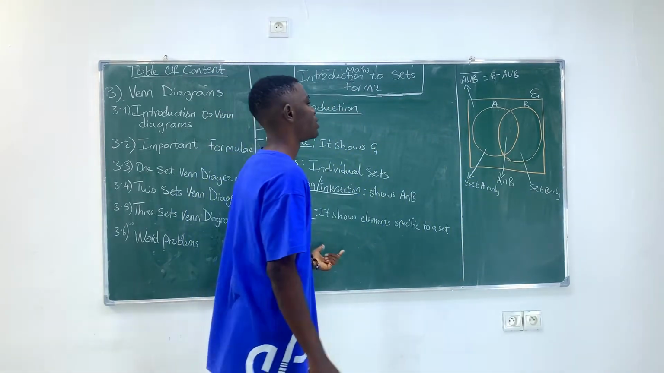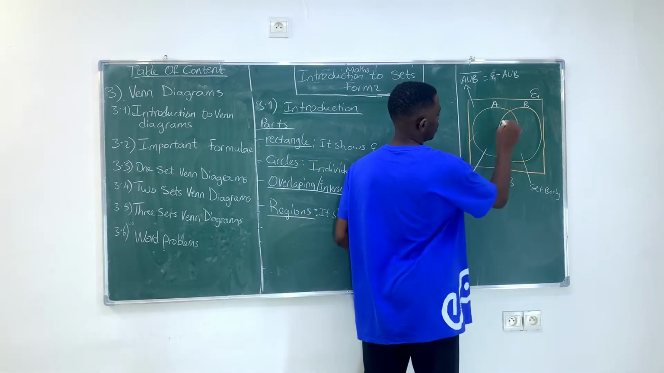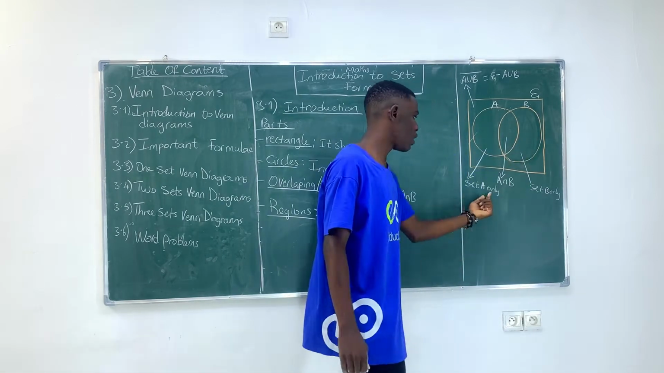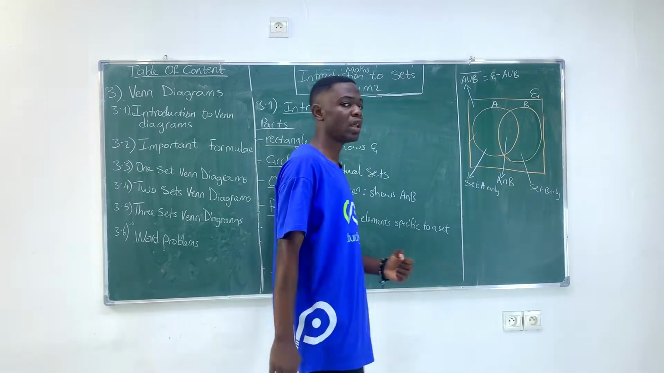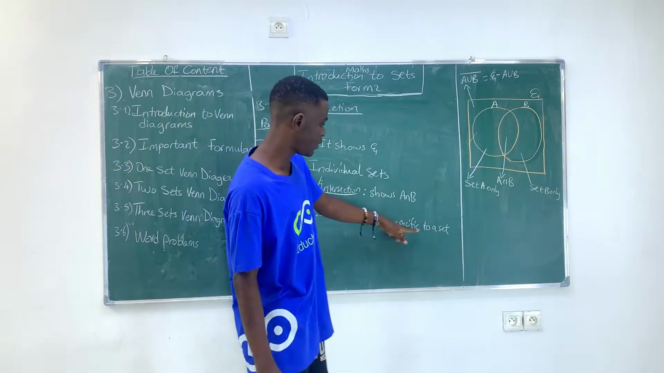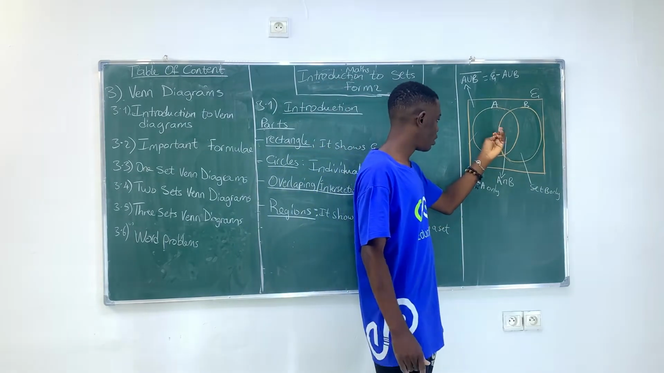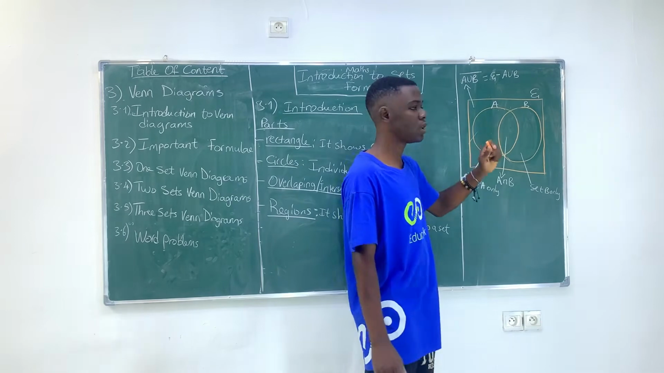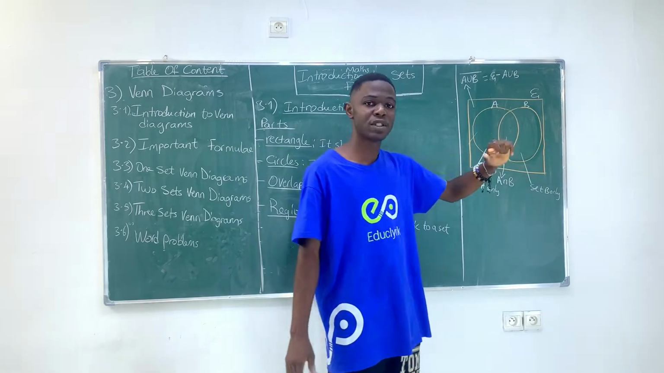And the regions, this part here and this part here, show set A only and set B only. It shows elements specific to a set. So here you show me elements specific to set A, and here you show me elements specific to set B.